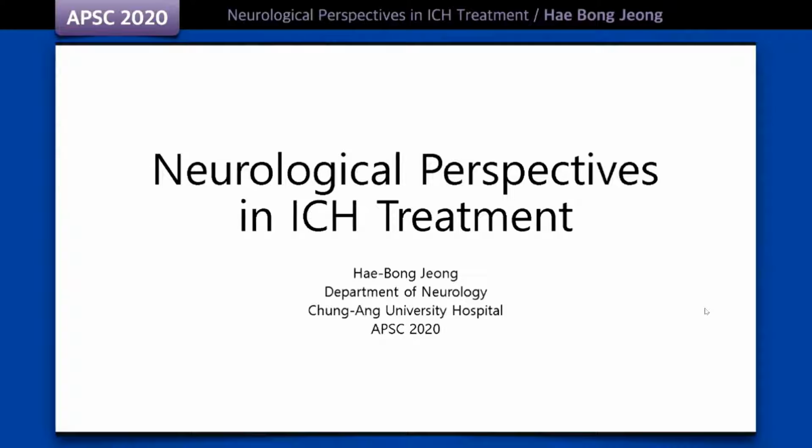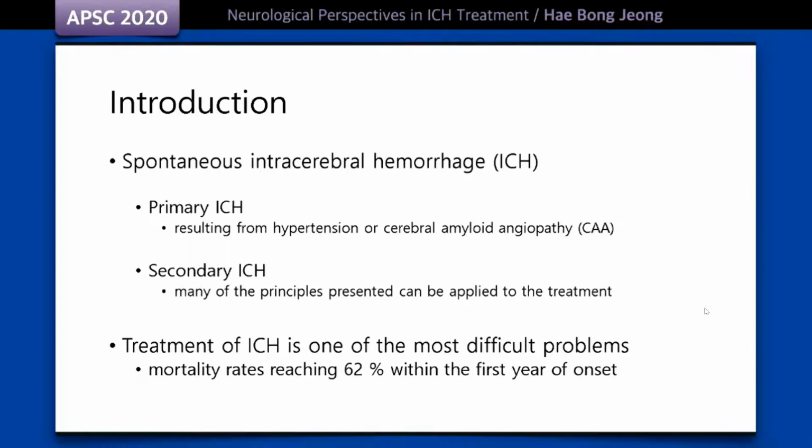Good evening, I'm Haebong Jung from Jungang University Hospital, and I'm going to talk about neurological perspectives in ICH treatment. Intracerebral hemorrhage, ICH, is the end result of a number of pathophysiologic processes where blood is extravasated into the brain parenchyma. These processes are divided into either primary or secondary ICH. Primary ICH refers to hemorrhage resulting from hypertension or cerebral amyloid angiopathy.